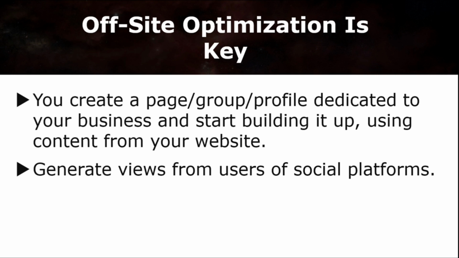Well, this is because online users around the globe have at least 2 out of the previously mentioned social network accounts. You either create a page, a group, or a profile dedicated solely to your business and start building it up using content from your website. This way, you're generating views by linking your main site to these platforms. Doing so allows your links to be shared to users of these platforms. Your traffic will rise, and slowly, your site will be presenting an authoritative figure for Google.